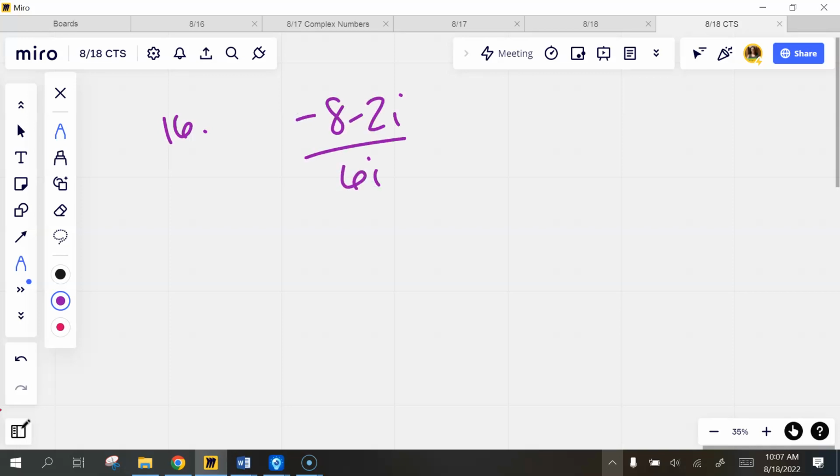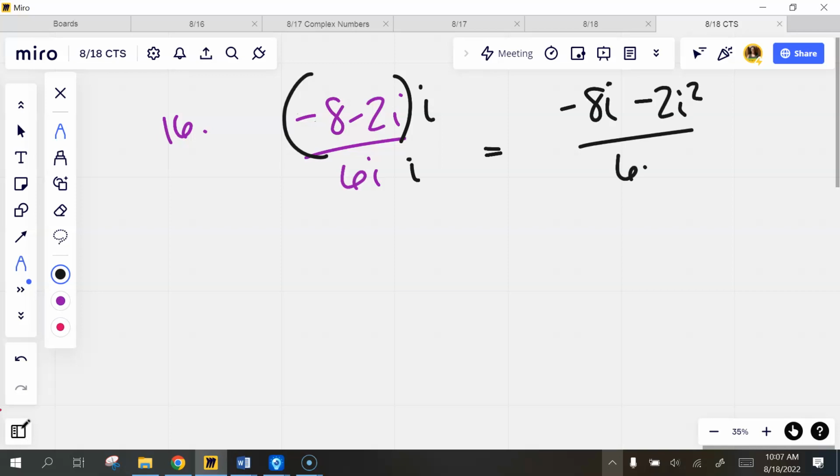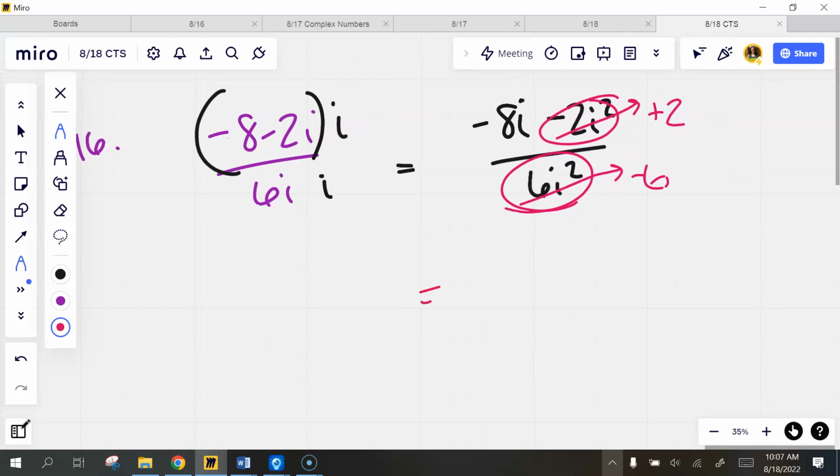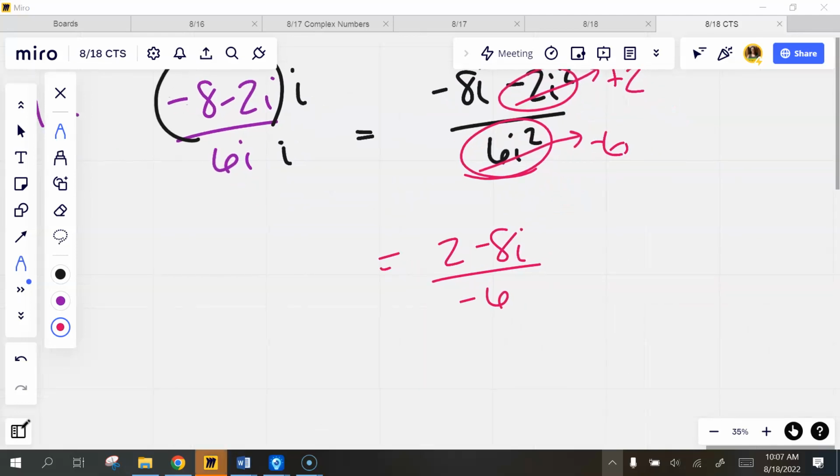I'm dividing by an imaginary number, so I'm going to multiply by i instead of by the complex. So up top, I get negative 8i minus 2i squared over 6i squared plus 2 minus 6. So I get 2 minus 8i over negative 6. I can simplify that if I want to: 1 minus 4i over negative 3, or you could leave it like that.